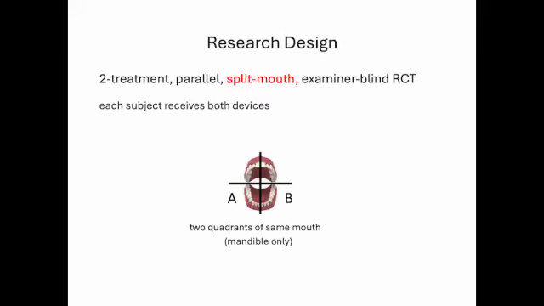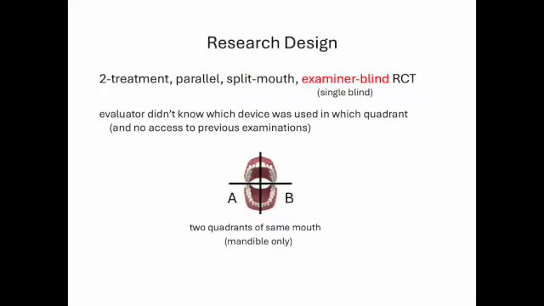The research design was a 2-treatment parallel split mouth examiner blind RCT. This is what the researcher is saying. This is kind of a mouthful. So split it apart. 2-treatment, rubber, nylon. Parallel means that the devices were used at the same time versus like serial, using one device and then using another. Split mouth, this is a great design. And they only use the mandible. So one side is getting the rubber device, the other side is getting the nylon device.